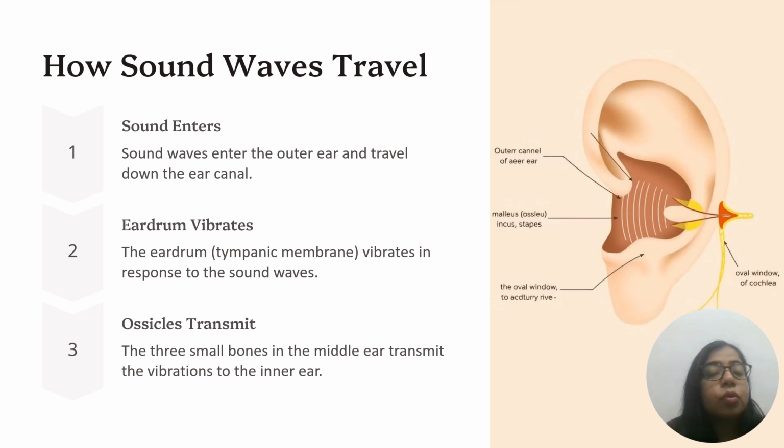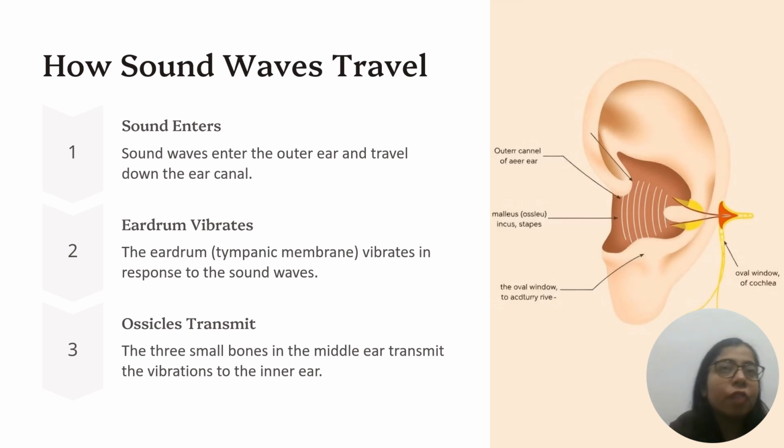Now how sound waves travel. First, sound enters. So sound waves enter the outer ear and travel down the ear canal. As I told you, what the outer ear does is collect the sound waves and funnel them to the ear canal. So here it is also written, sound waves enter the outer ear and travel down the ear canal, okay.